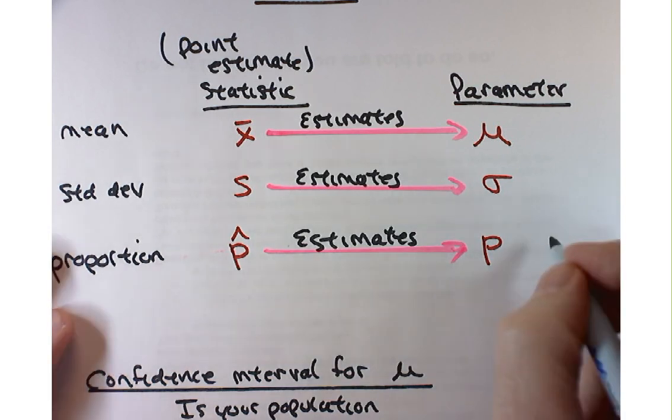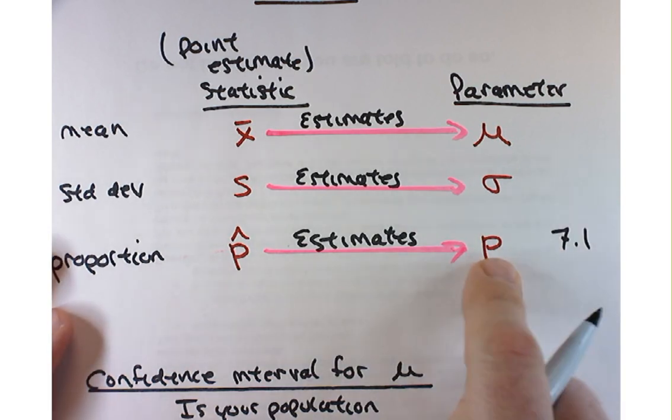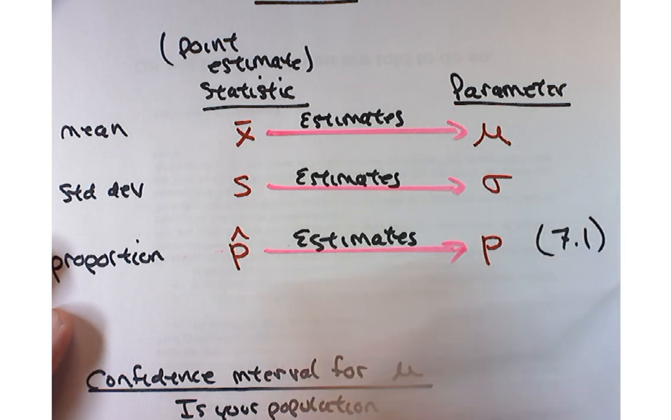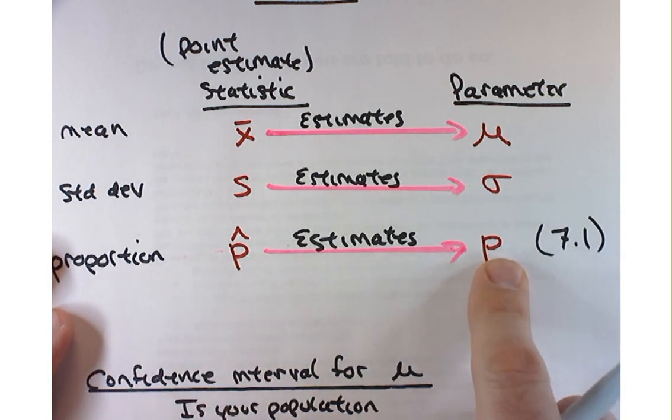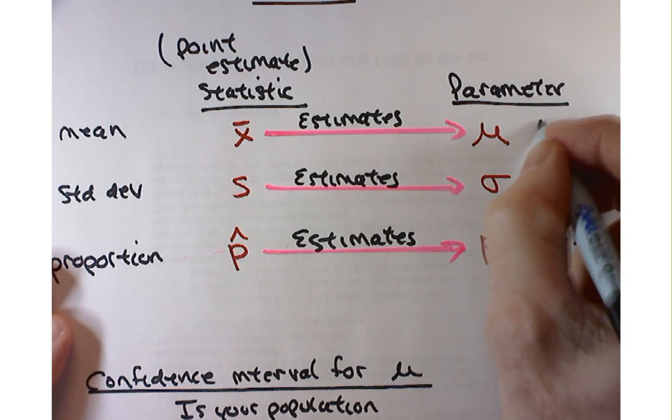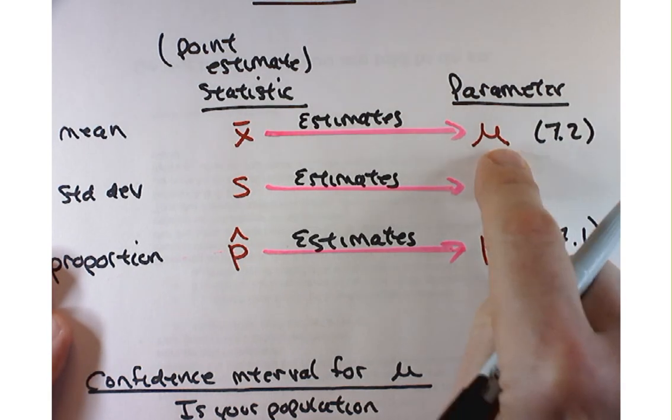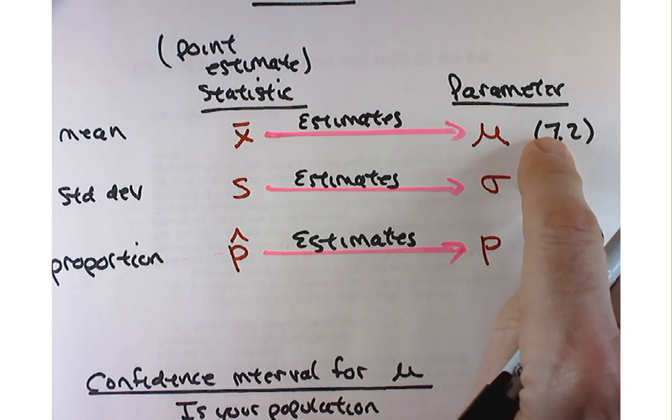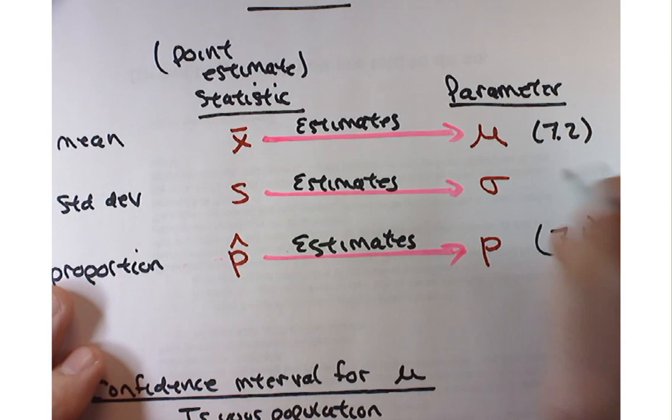Now, we did section 7.1, which was confidence intervals for a population proportion, for P. Now we're here in section 7.2. We're going to do confidence intervals for a population mean. Section 7.3 is going to be here.